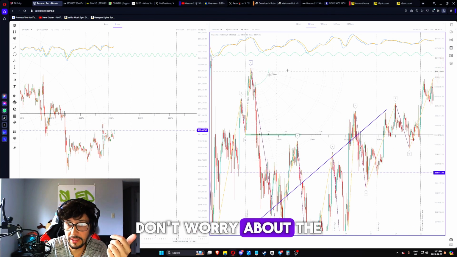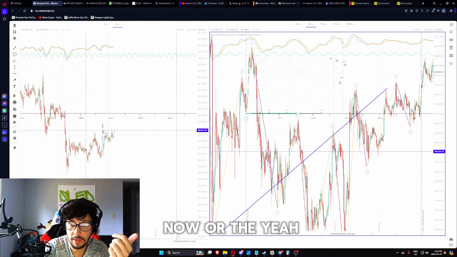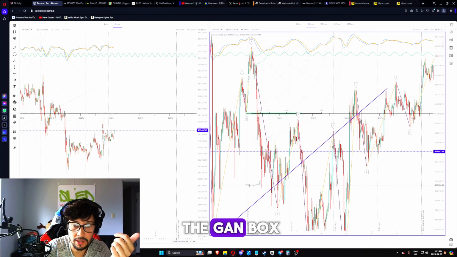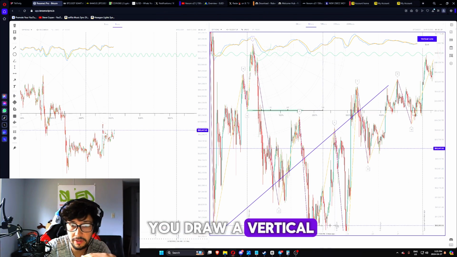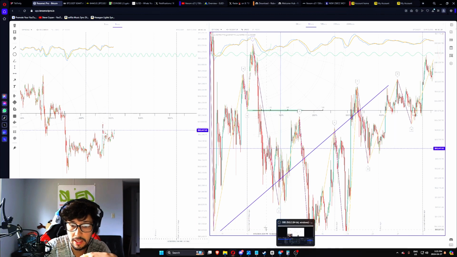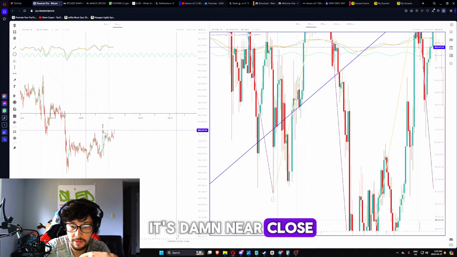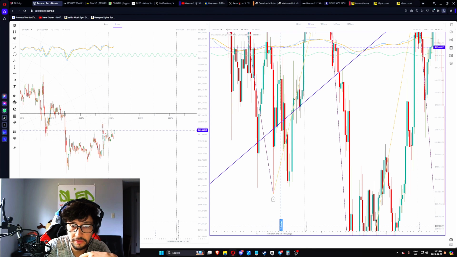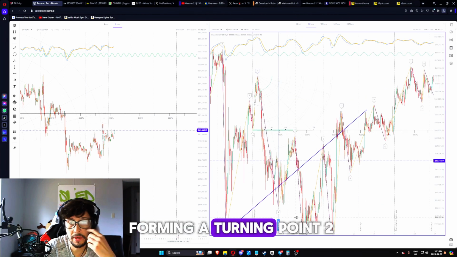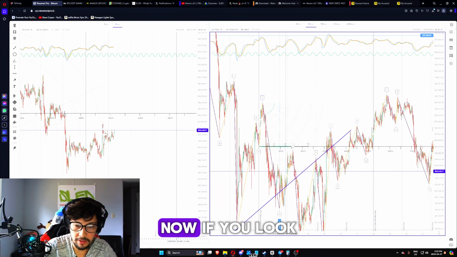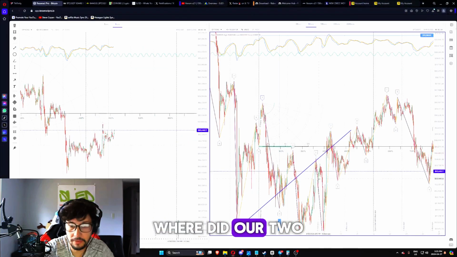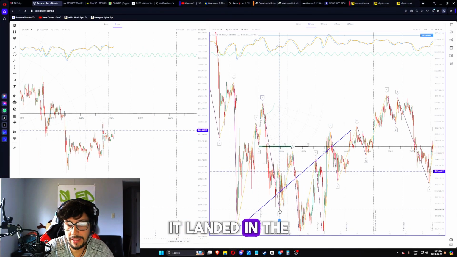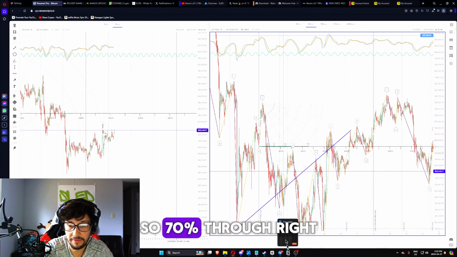All right, don't worry about the Gann box right now, or the Gann fan, whatever you want to call it. So then, if you can see, we got 16, 32, 100% times 63. If you draw a vertical line here, you can see that it's damn near close, 3 candles away from forming a turning point 2. Now, if we look at our cheat sheet, 1 formed and then 2 followed. Where did our 2 land? Roughly, it landed in the last 30% of the chart, so 70% through, right?